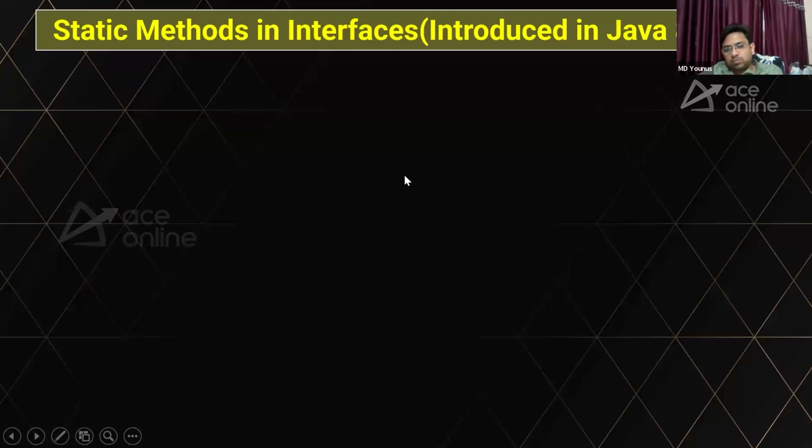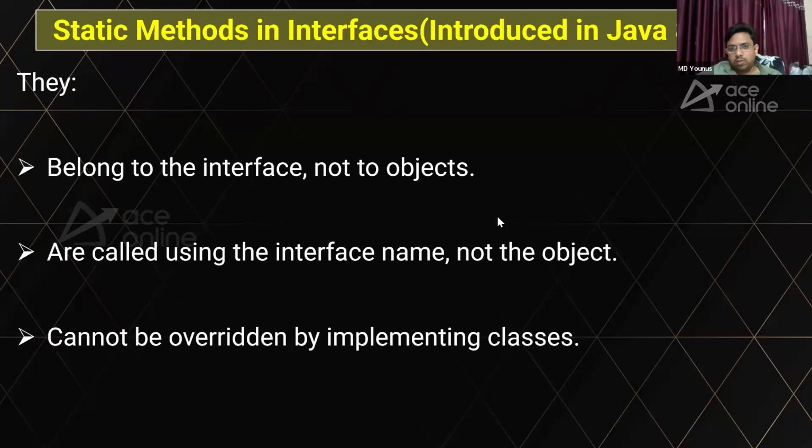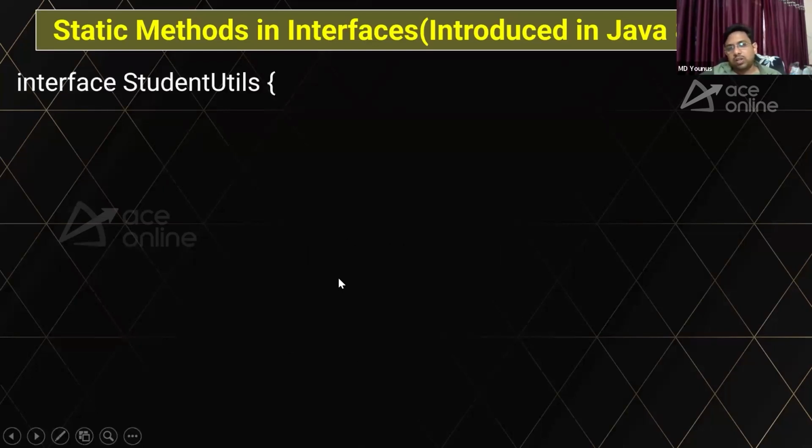They are called using the interface name, not the object, because they're static methods. They cannot be overridden by the implementing class because static methods are hidden. Now you can have static methods inside an interface.